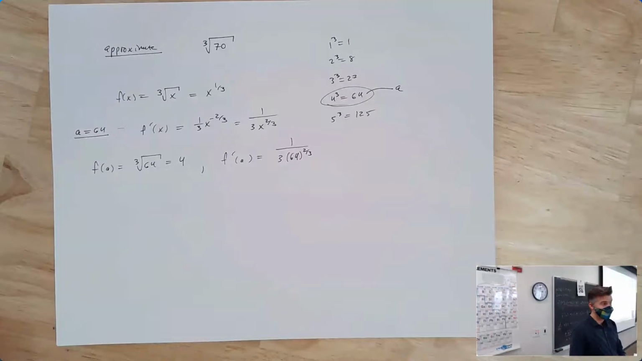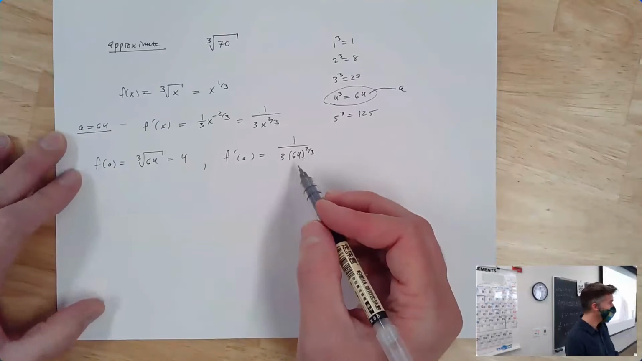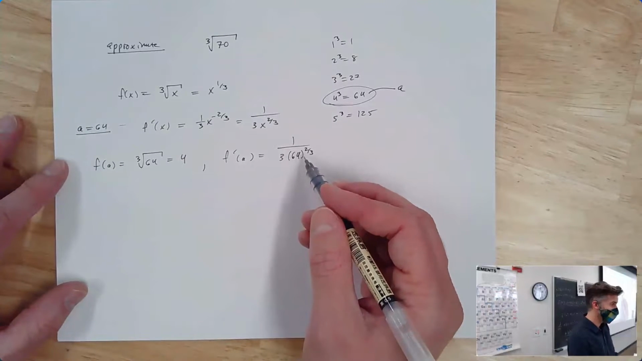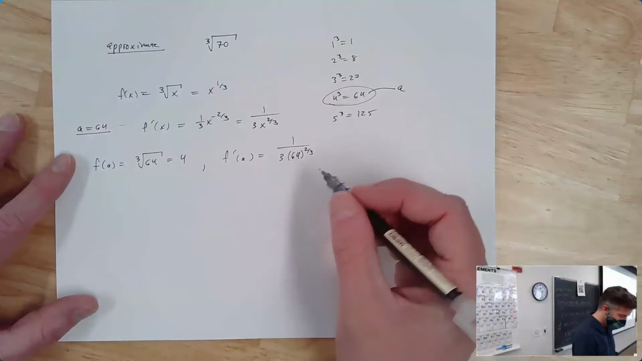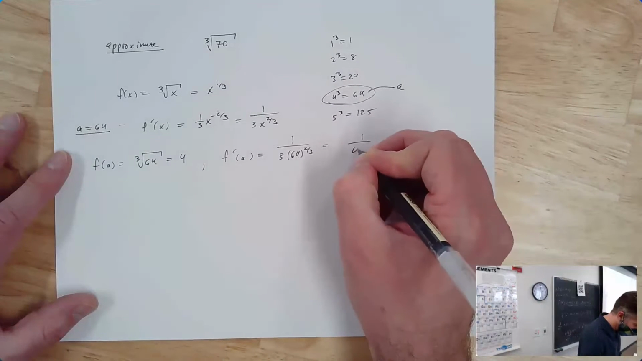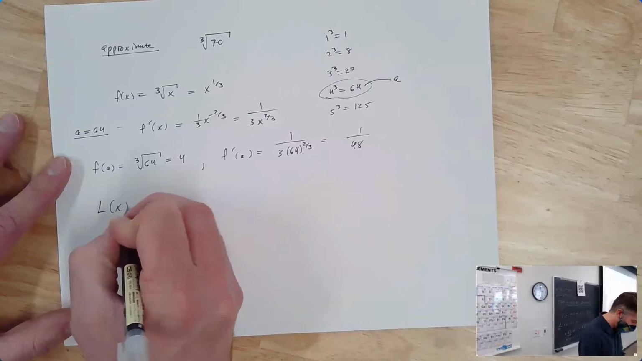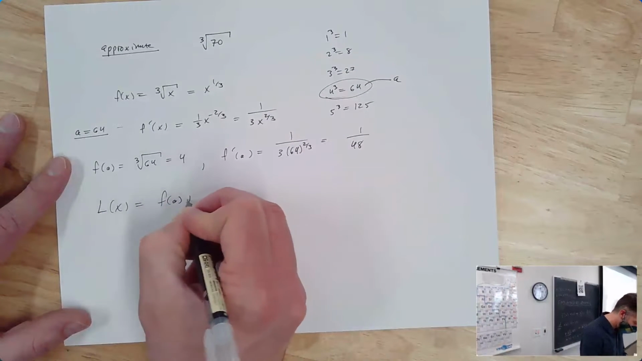And 64 to the 2/3 power is what? Well, 64 to the 1/3 is 4. That's the cube root of 64. And then 4 squared is 16. And 16 times 3 is 48. This is 1/48. And then we throw the formula at it. Here's that formula once again.